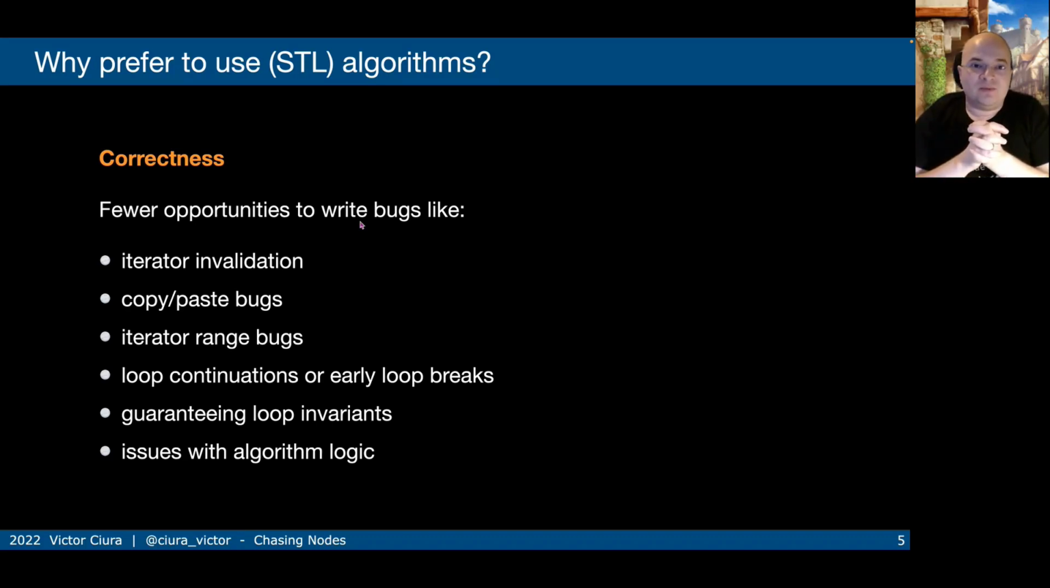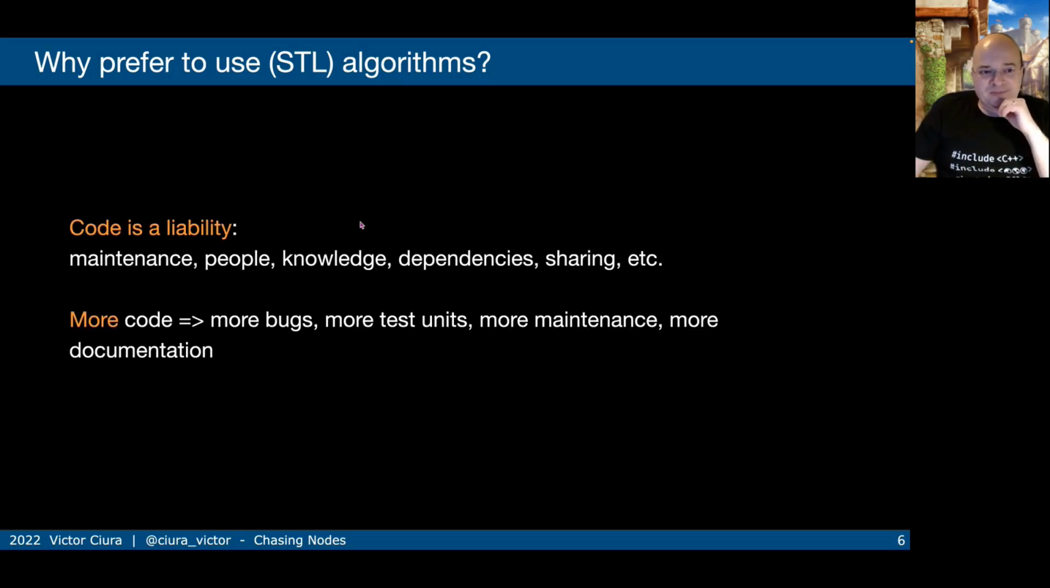So I'm not saying they don't have bugs, but they're more thoroughly tested than our own code could be. So for sure that could help. And in general, code is a liability. The more code you have, the more bugs and more test units and more maintenance and documentation you have to do. So always try to have it as a goal to reduce code, to cut code. If you're working on an existing code base, try to eliminate code by replacing it with simpler constructs.